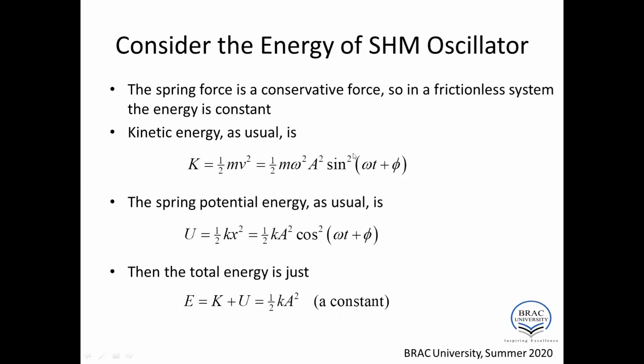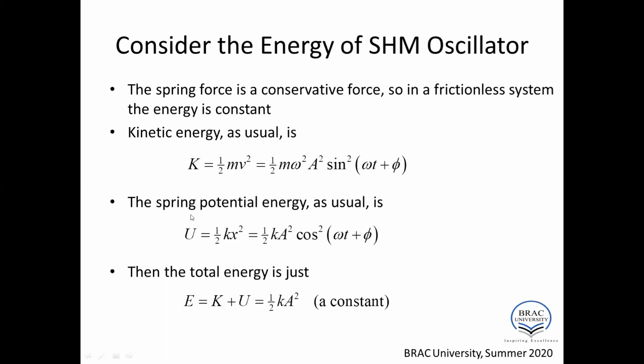From this equation we can see that the maximum value of the kinetic energy depends on sin square(omega t plus phi). If sin square(omega t plus phi) is maximum, then kinetic energy is also maximum. The maximum value of sin(omega t plus phi) is 1. So if you put the value of sin(omega t plus phi) as 1, then the maximum kinetic energy is half m omega square A square.